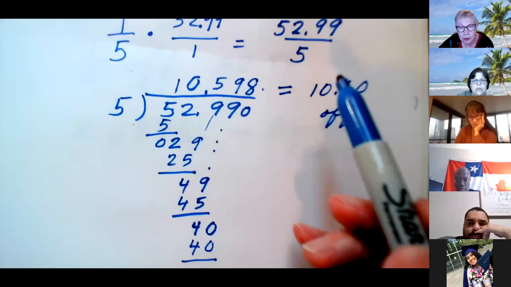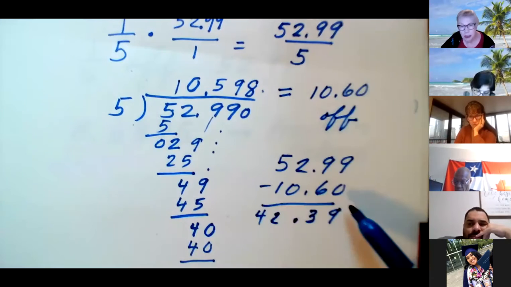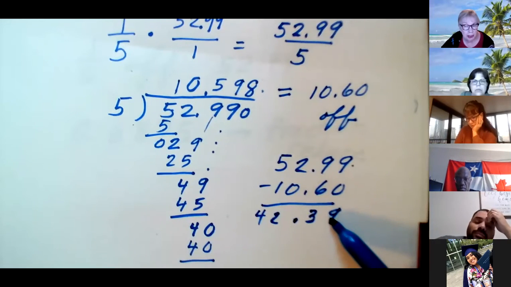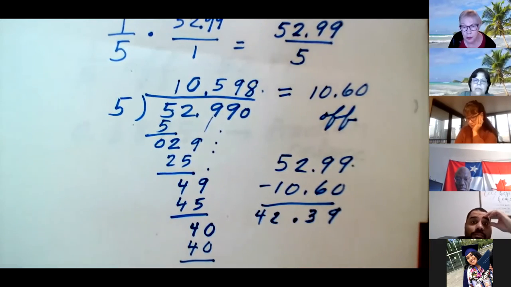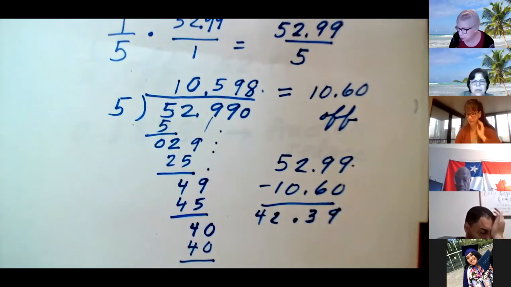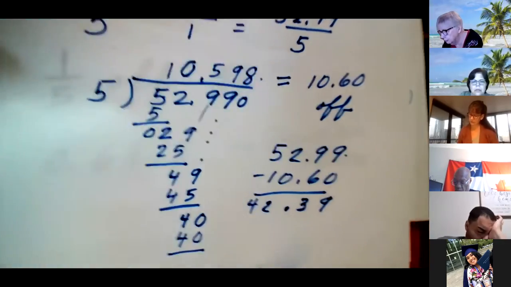$52.99 minus $10.60. So this is what I'm coming up with. I took 1/5 off. I subtracted it off of the regular price. And this should be the sale price. Now, I don't know if that worked or not. That is one approach. And I used that approach with 1/5.